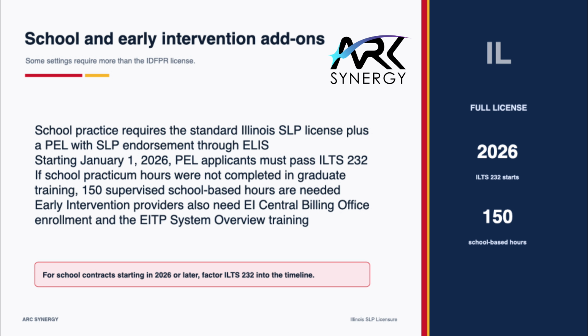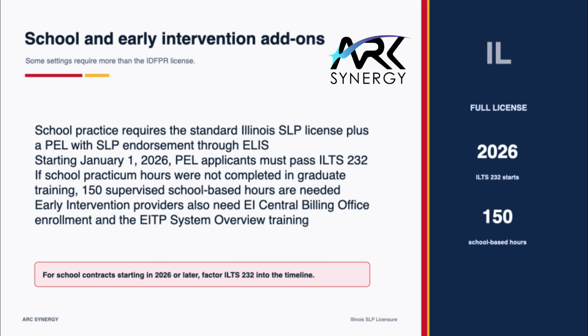If you do not complete school-based practicum hours during your master's, you will also need at least 150 hours of supervised school-based professional experience with students with disabilities before practicing independently in the school system.